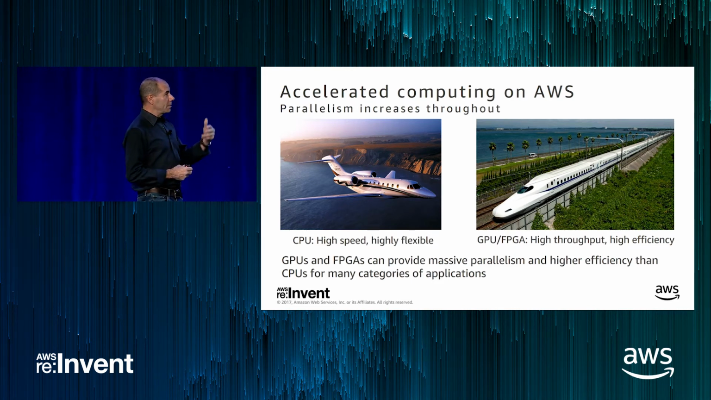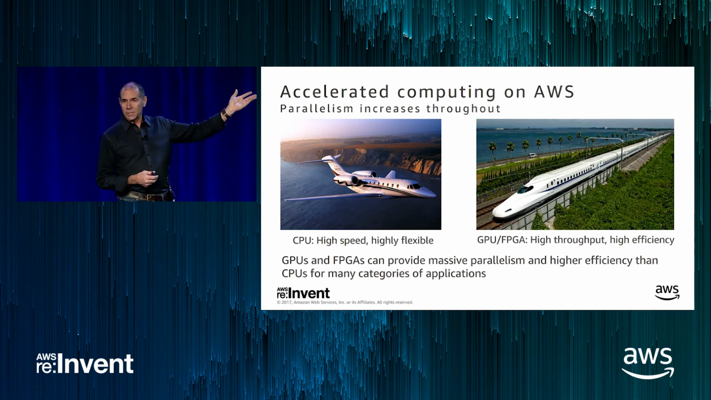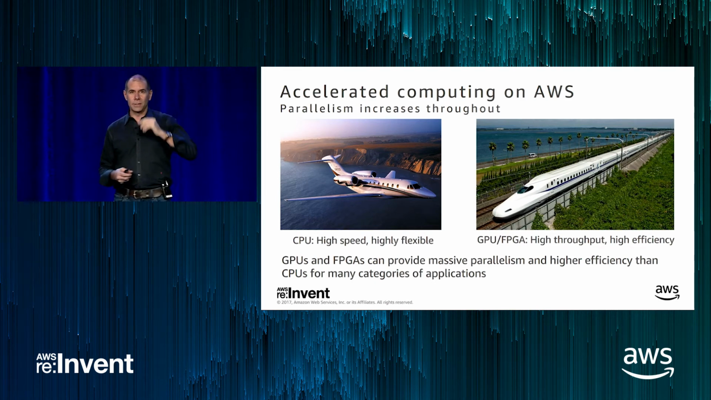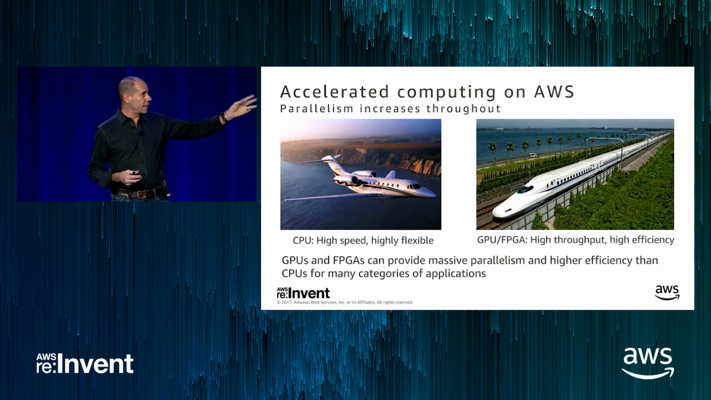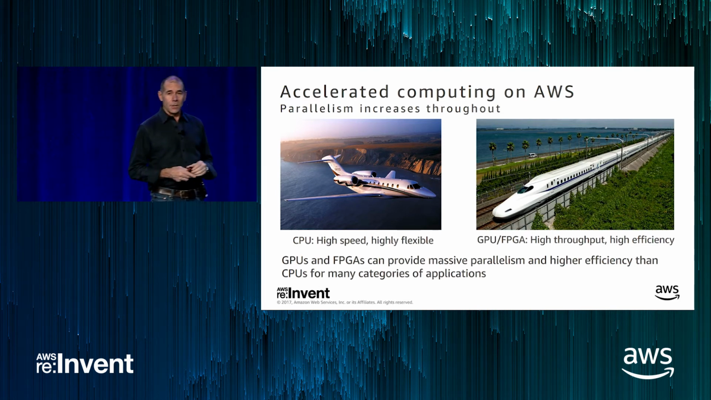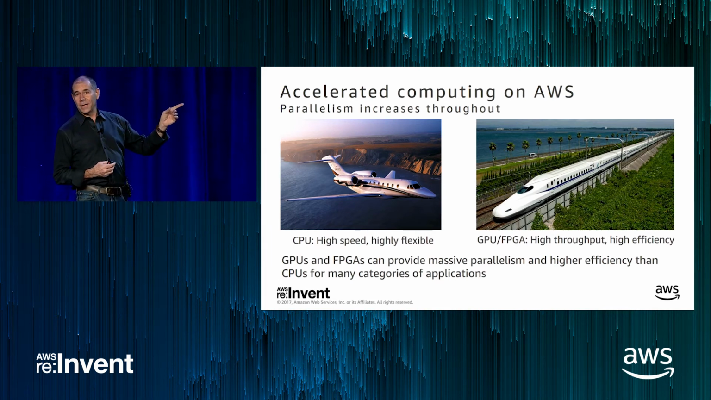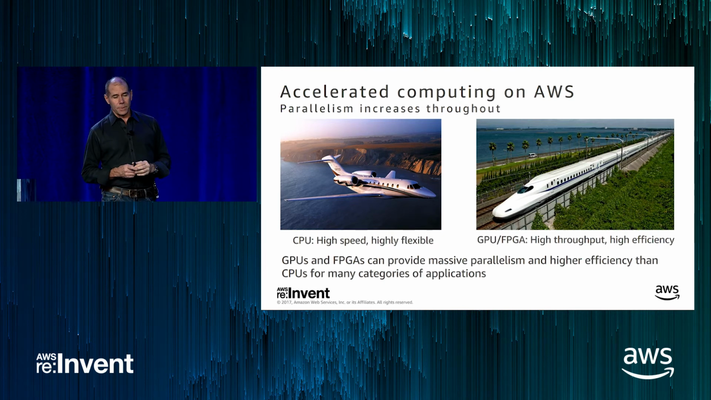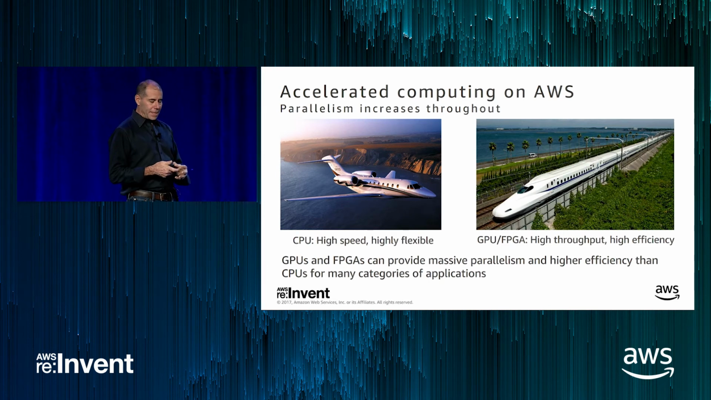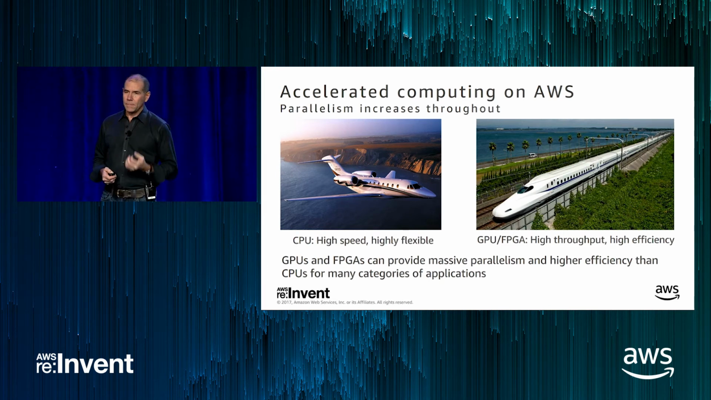A CPU is very flexible, just like a business jet. It can fly everywhere, it can turn on a dime, it can land in lots of airports, only carries a certain number of passengers and burns a lot of fuel. That's a CPU. If you look at accelerators, and this applies to both GPUs and FPGAs, it's more like that Shinkansen on the right. It's all about throughput. It's not about speed. They go fast, but not as fast as that business jet. It's more that they carry lots and lots of people on that track. So from a people delivered per minute perspective, the train beats the jet every time. And that's the same idea with GPUs and FPGAs. Massive parallelism.